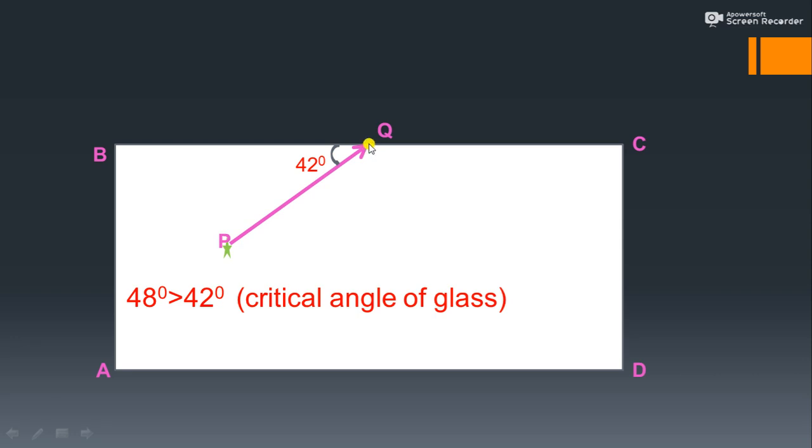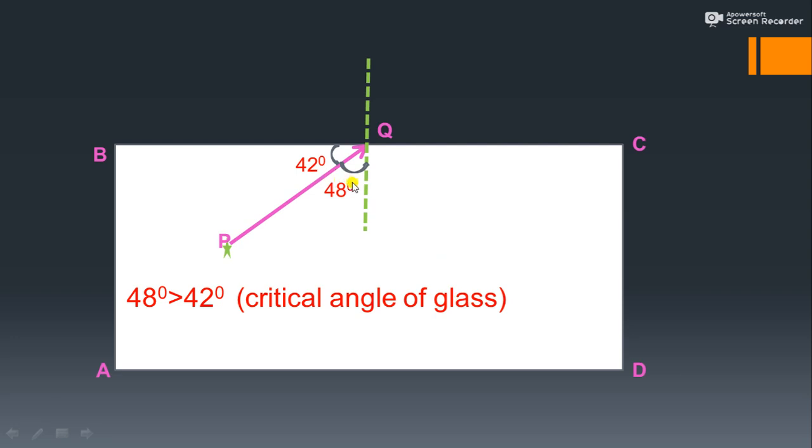Angle of incidence means the angle between the incident ray and the normal. And the normal is already making an angle of 90 degree with the surface of separation, and this angle is given. So, the angle of incidence is 90 minus 42, that is 48 degree. That means this light ray is incident at an angle of 48 degree, that is greater than 42 degree. That means that is greater than the critical angle of the glass block.